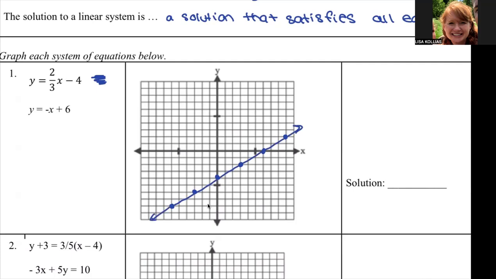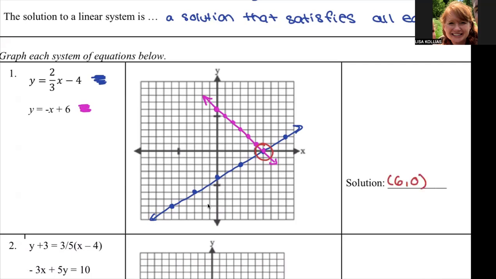My second one, if we go ahead and graph that, negative x plus 6, has a y-intercept at 6, and goes down 1 over 1. If you continue that pattern all the way through, you see where they intersect. That is going to be their solution, and that intersection point is located at 6, 0.